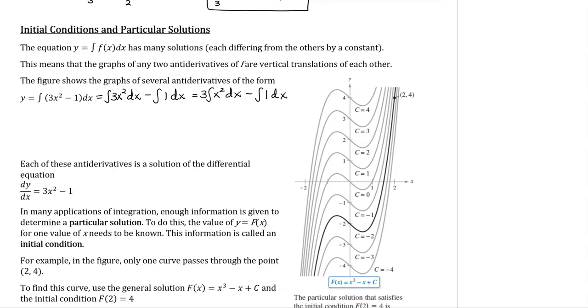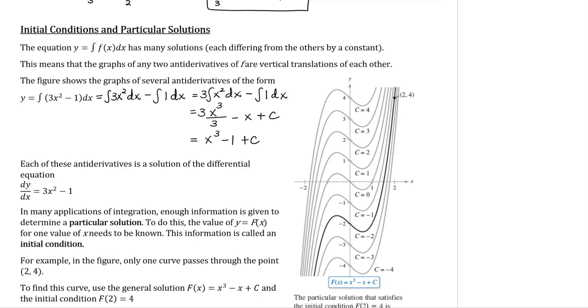Let's actually start integrating now. We still have this constant of 3. To integrate x squared, we increase our exponent by 1 and divide by our new exponent. I'm going to subtract, and then the integral of 1 is simply x, and we will add our constant of integration c. I can simplify this and simply be left with x cubed minus x plus c.